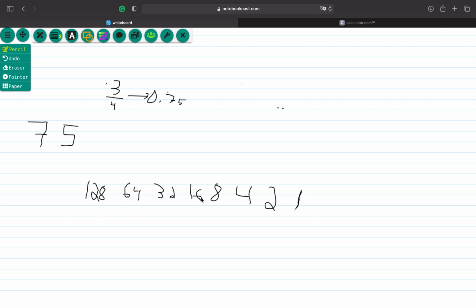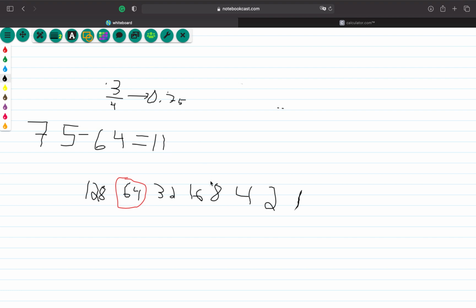And see which number is right below 75 without going over. Can you find it? Yep, it's 64. If you get it wrong, then you get it wrong. So it's 64. Basically, what we're going to do now is 75 minus 64. And it equals 11.